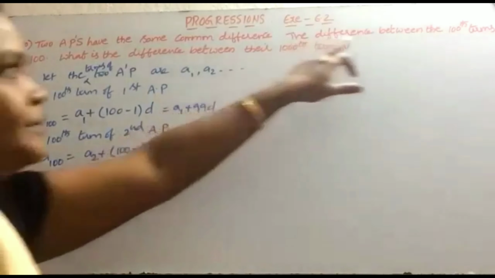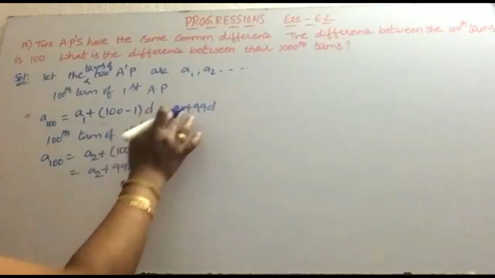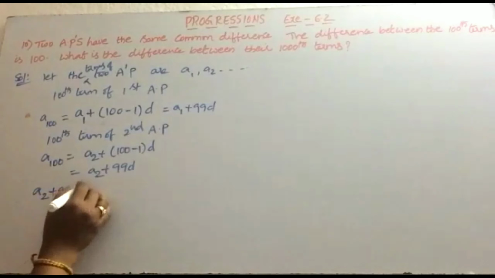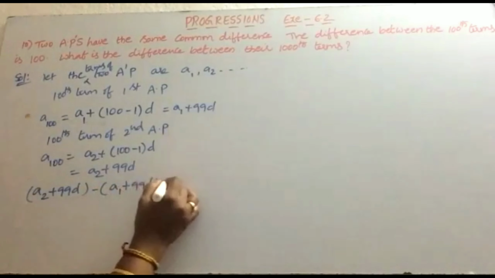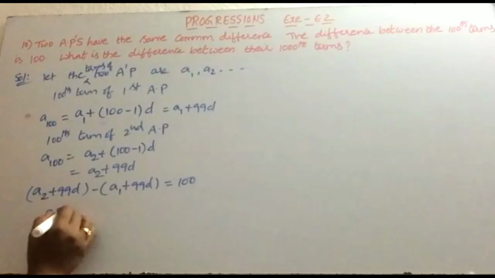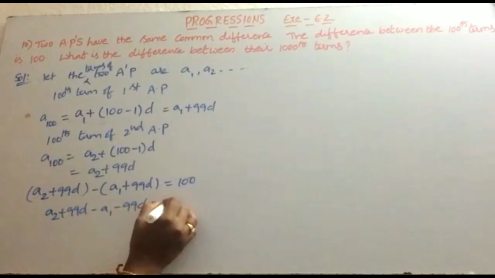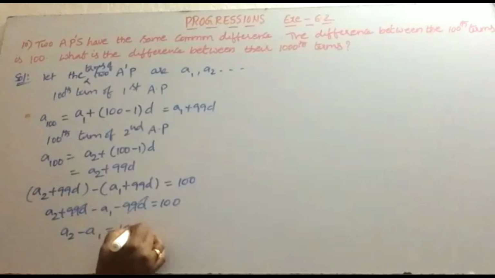They gave that the difference between the 100th terms is 100. So the difference between these two terms, A2 plus 99D minus (A1 plus 99D), is equal to 100. So A2 plus 99D minus A1 minus 99D is equal to 100. So A2 minus A1 is equal to 100.